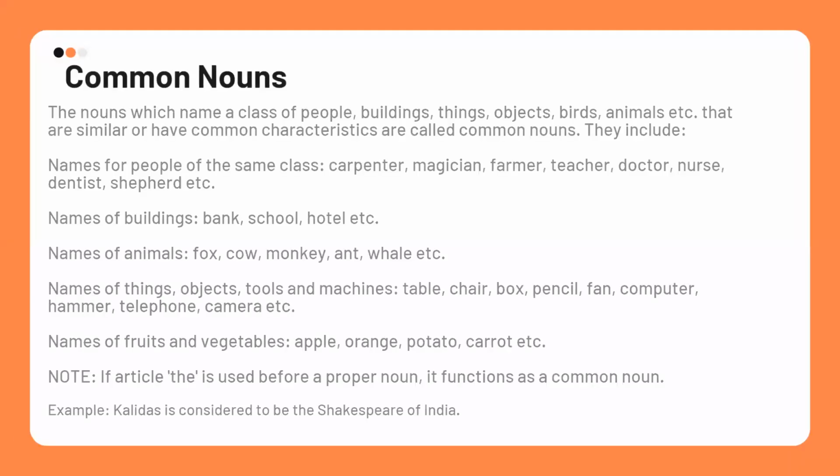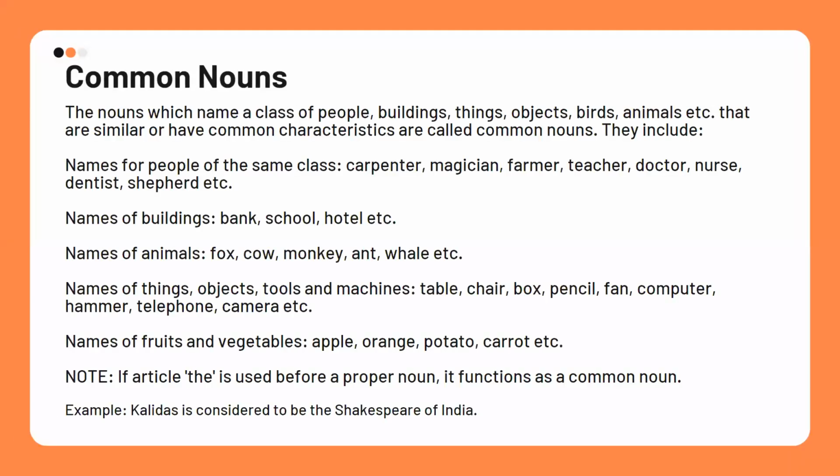Let's continue then. Next comes common noun. What are common nouns? The nouns which name a thing or a class of people, buildings, things, objects, animals, these which have common characteristics, which are similar to each other. These all are called common nouns. When we talk about general things, just like let's say boy. If we use the word boy, boy is a common noun. But we don't know that which boy I'm talking about. So boy, girl, these all are common nouns.